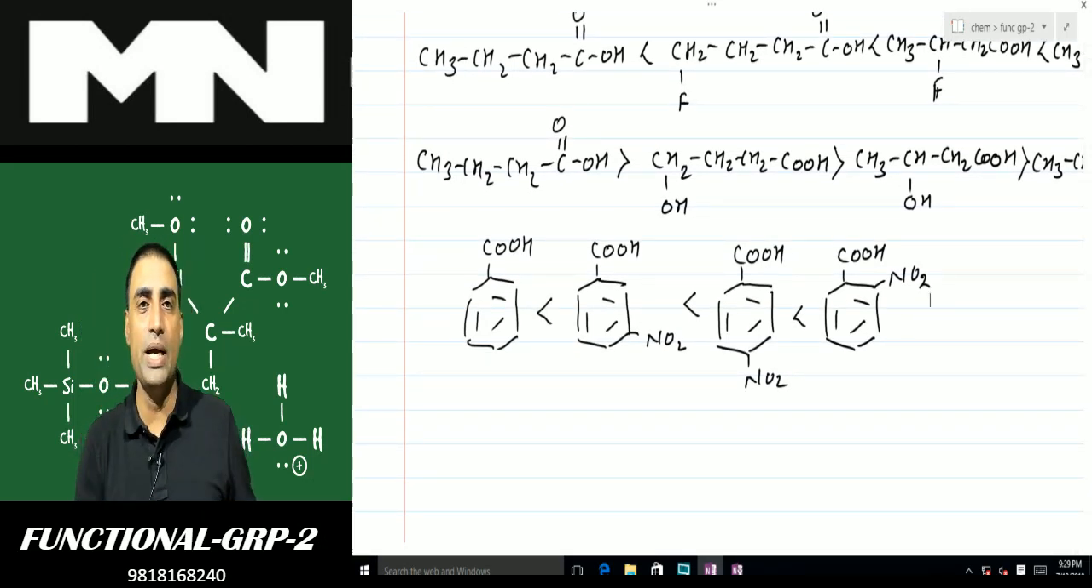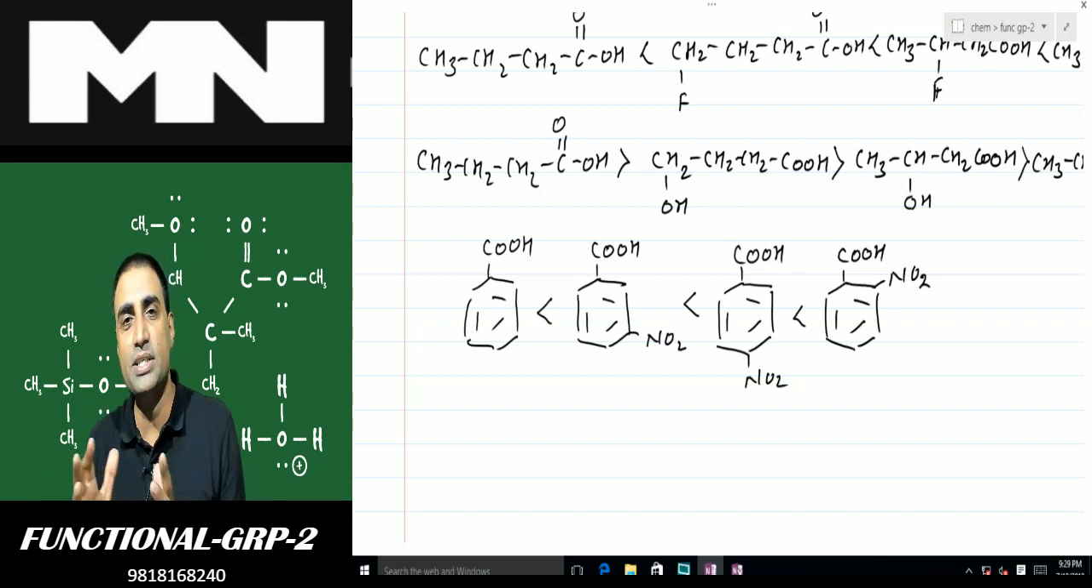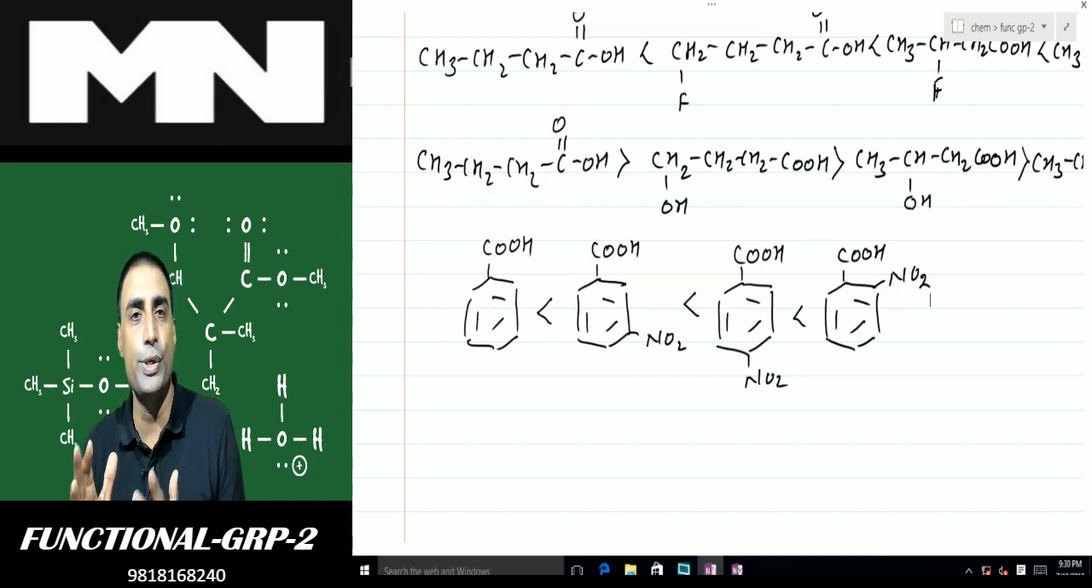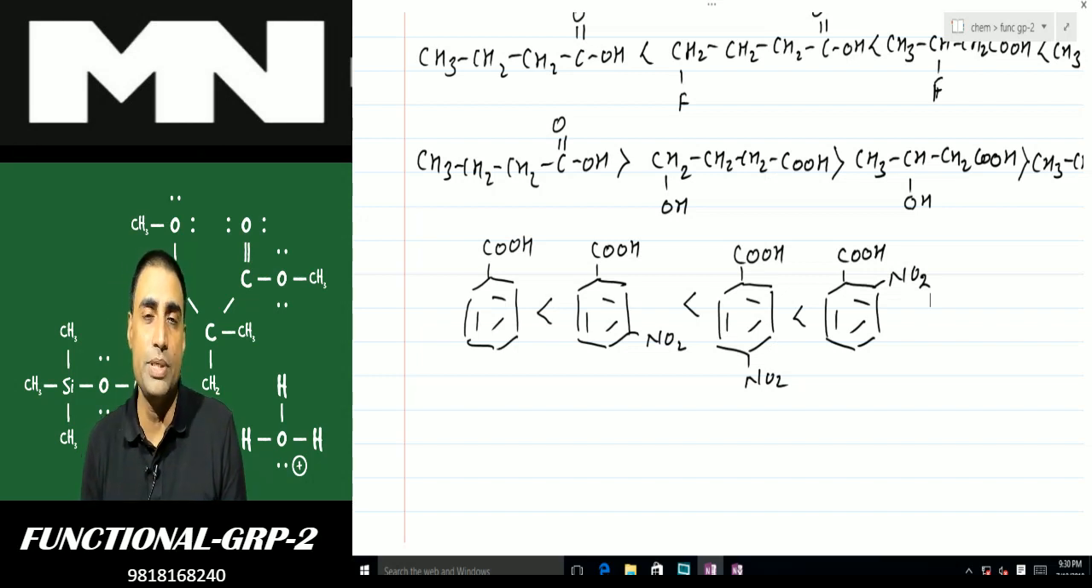See, what we have done by now: we have seen why carboxylic acids behave like acids, why they have a tendency of donating H positive ion. What are the factors on which their acidic character depends? That is the plus I effect and the stability of the carboxylate ion. After that, we talked about the effect of substituent groups. Electron withdrawing groups increase the acidic character and electron donating groups reduce it. At what position will the effect be more prominent? I taught you that the closer the electron withdrawing or donating group is to the carboxylic group, the more will be the influence. And this is what we have done in benzoic acid also.